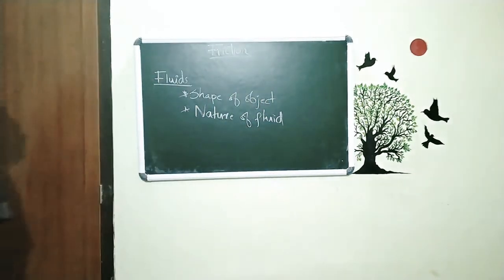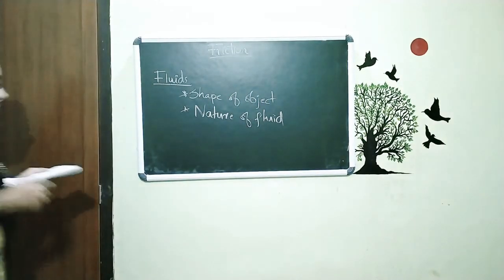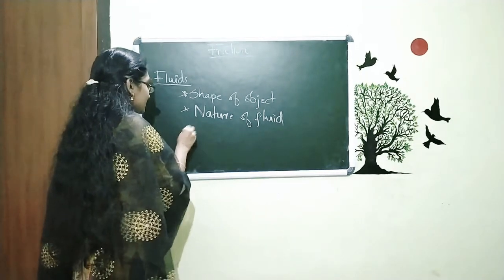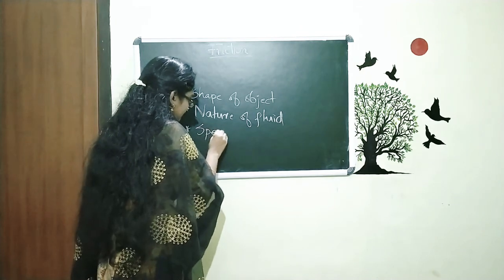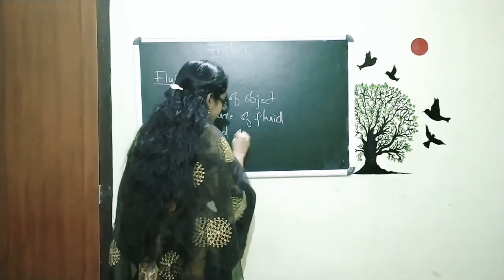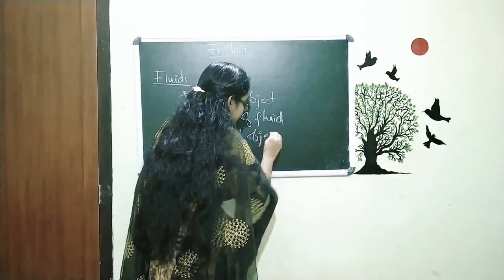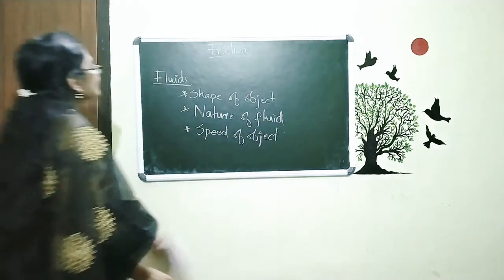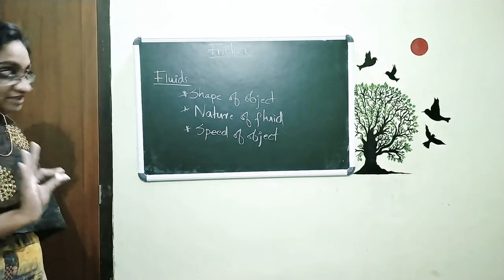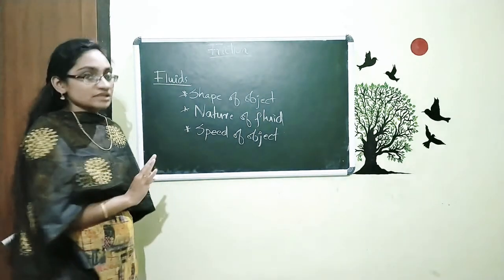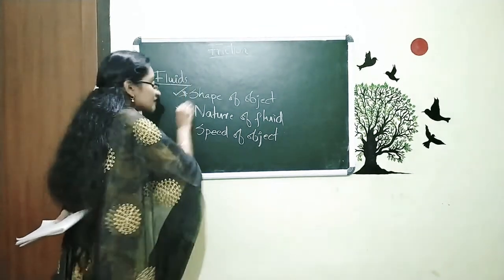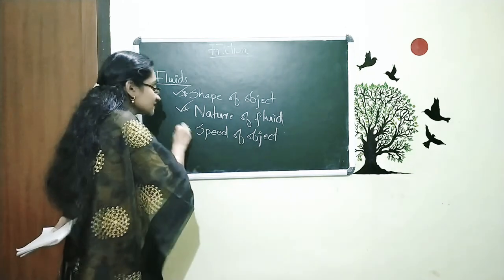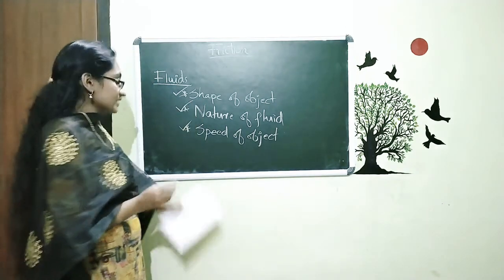That is the second point, nature of fluid, and there is one more thing, speed of object. So basically three things determine the friction in fluids: the shape of the object, the nature of fluids, and the speed of objects. These are the three things.